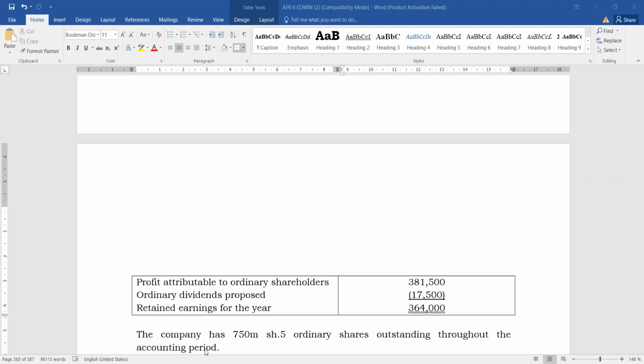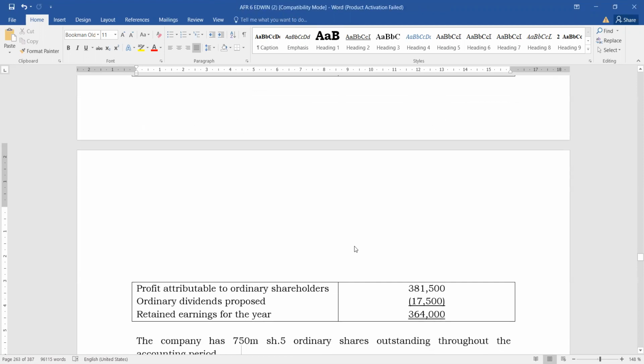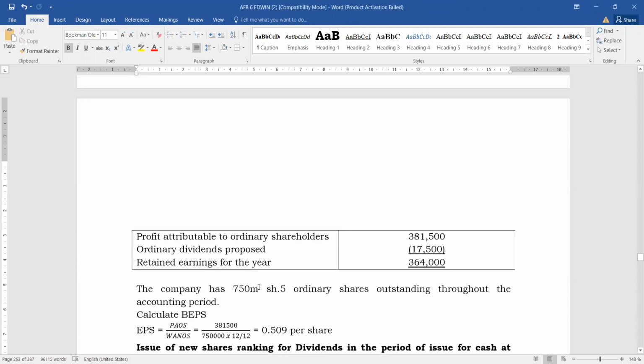So our question: we are going to weigh 750. Remember, this is in thousands, so you can make it 750,000. Yes, because they have said millions.